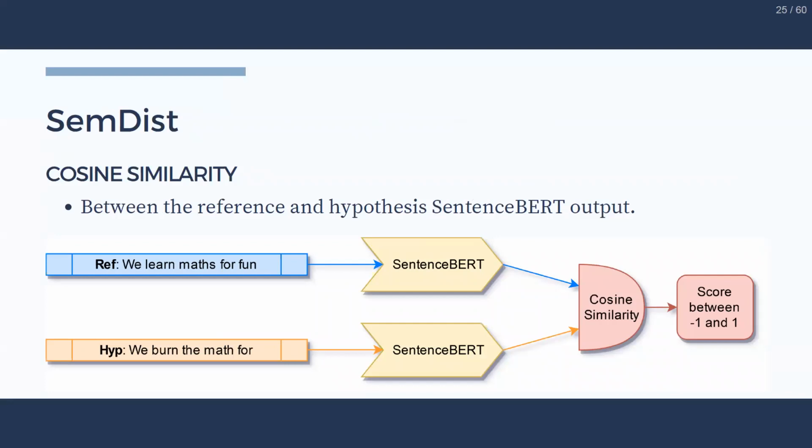The semantic distance is the cosine similarity between the reference and hypothesis sentence BERT projections. The idea is that for the reference and the hypothesis, we project them with the sentence BERT embeddings, and we compute the cosine similarity between those two embeddings. If the embeddings are close, the score will be close to 1, and if the meanings are far, the score is expected to be close to -1.